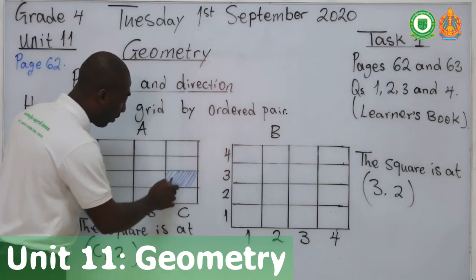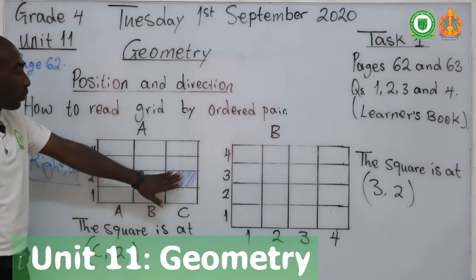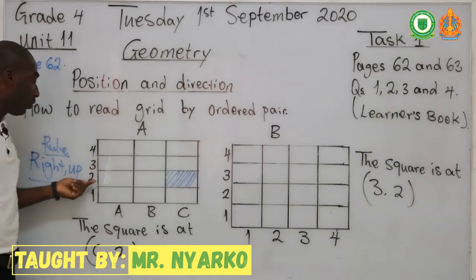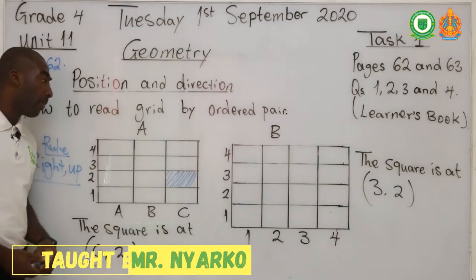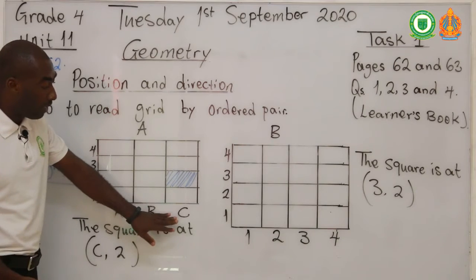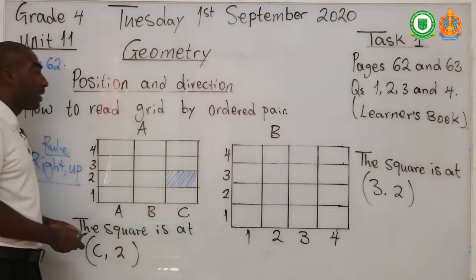So you shade your square like this. So this portion that has been shaded is C2. That means 2 is here and C is here. Okay, this is very simple because it is easy to look at your C from the right direction.